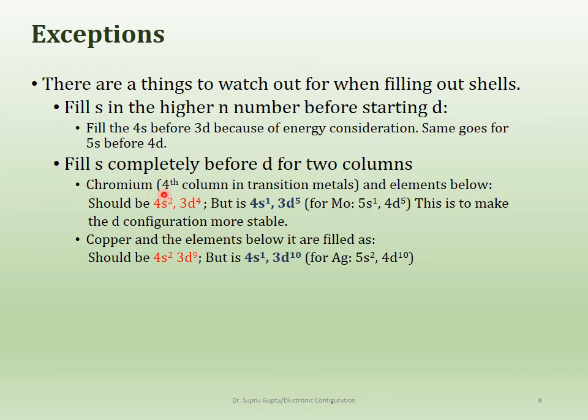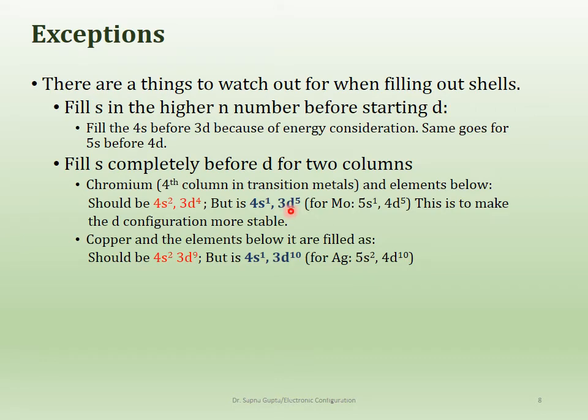The first exception is for the fourth column, which is the chromium column, and it goes for chromium and the entire column below it. Chromium should be 4s2 3d4, because it's in the fourth column, so you should have 4 d electrons. But it turns out that it's actually 4s1 3d5, which means that one electron from the s has gone into d. And so what happens then is that d is now half filled.